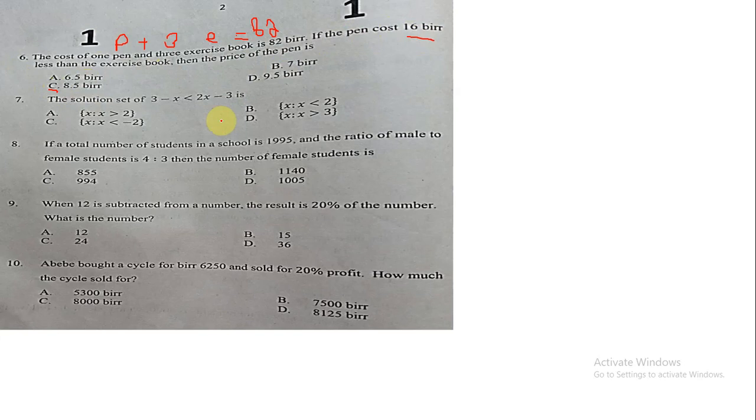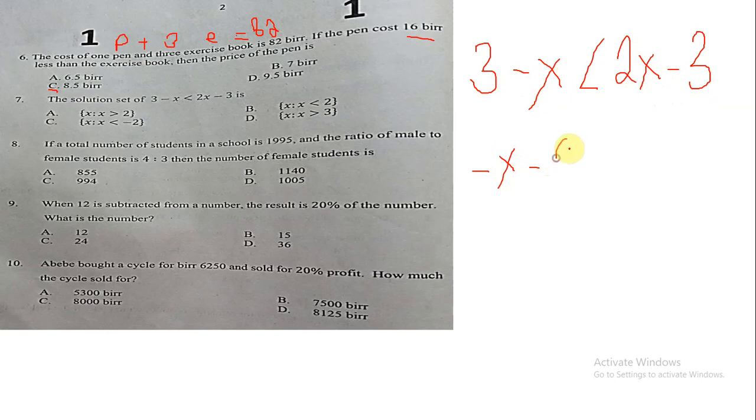Okay, question number 7 says the solution set of 3 minus 3x less than 2x minus 3 is equal to what? Here 3 minus x less than 2x minus 3. 3 minus x and 2x minus 3. We'll shift x with x, so that means negative x is negative 2x.